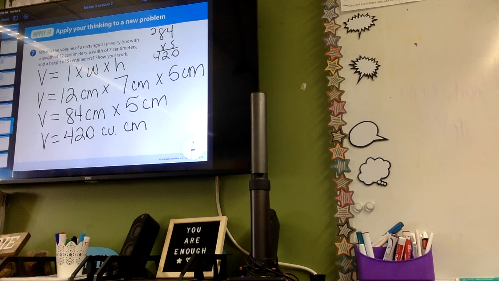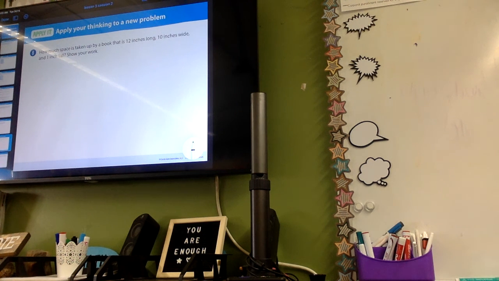That was me doing it. You don't have to write that part down. That was me showing my work. All right. So number 8. How much space is taken up by a book that is 12 inches long, 10 inches wide, and 1 inch tall? So I want you to do this one on your own. And then we're going to share out our answers.